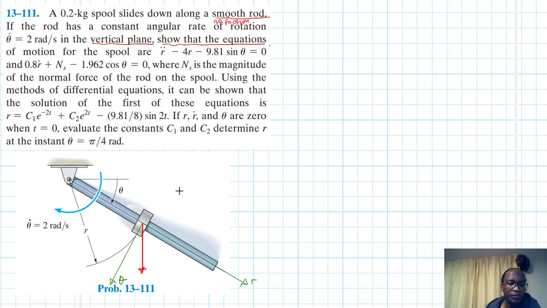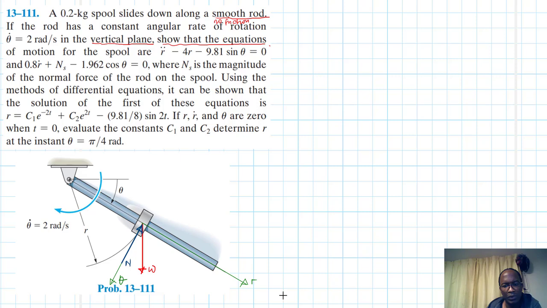All right, and then let's say we have the normal force in this direction like so. We have the normal force like so. So this is the normal force and this is the weight.